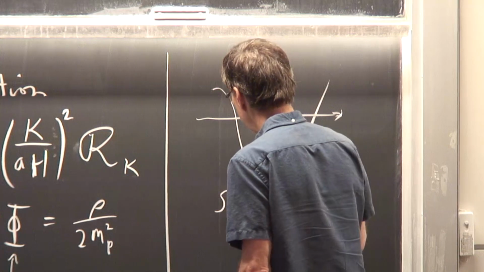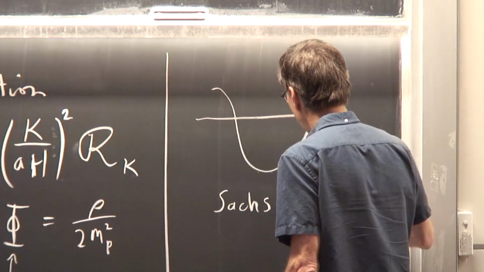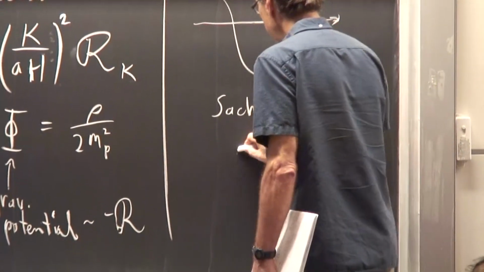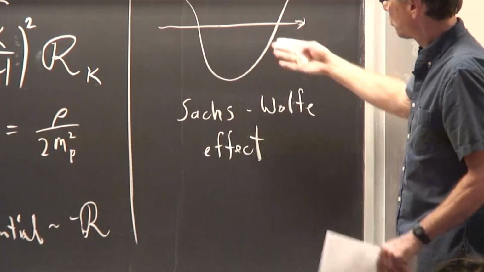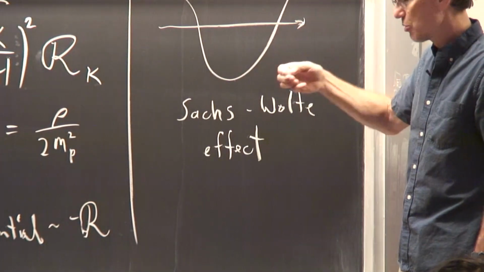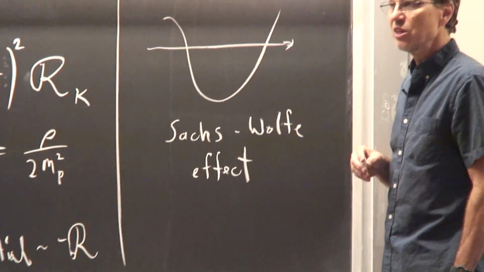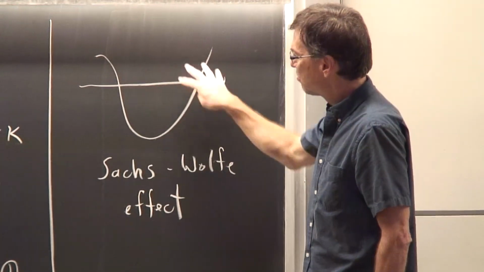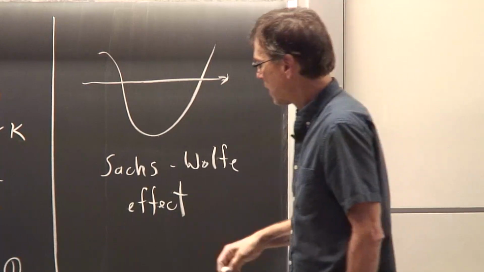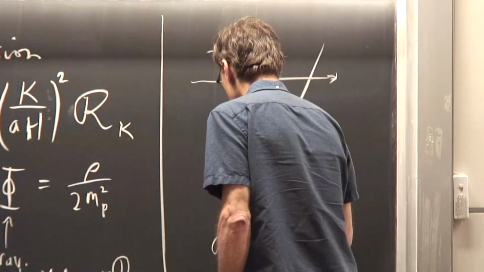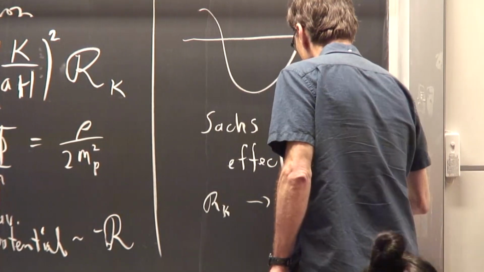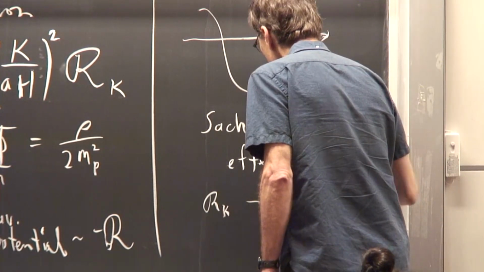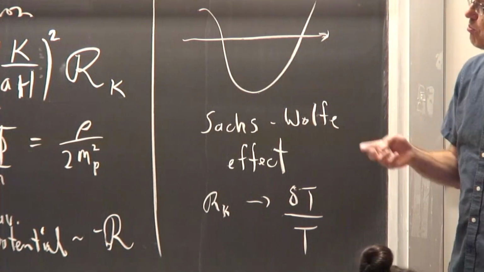By the way, this is called the Sachs-Wolfe effect. The fact that the photons get gravitationally redshifted as they're going through these potential wells. So the fluctuations in the curvature get imprinted on the temperature, and it happens in a complicated way.